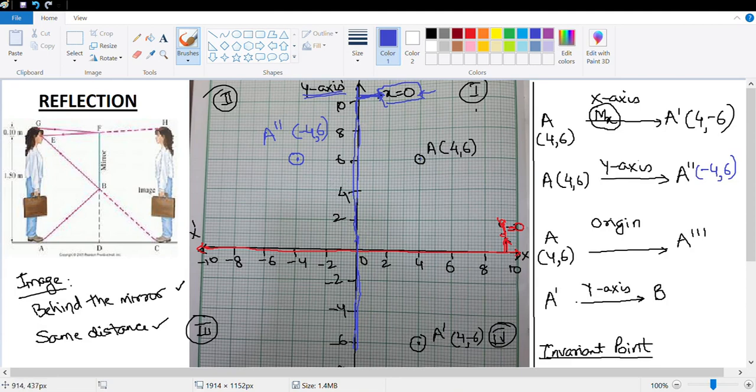Now let's look at if my mirror is passing through the origin, which means I am reflecting it at the origin. When you're reflecting it at the origin, your mirror is kept like this.